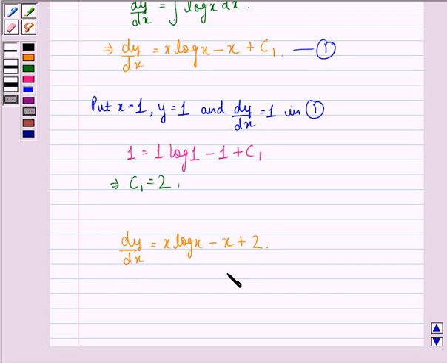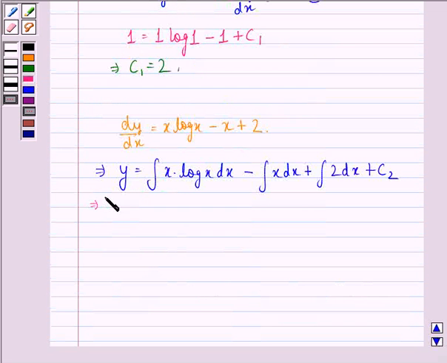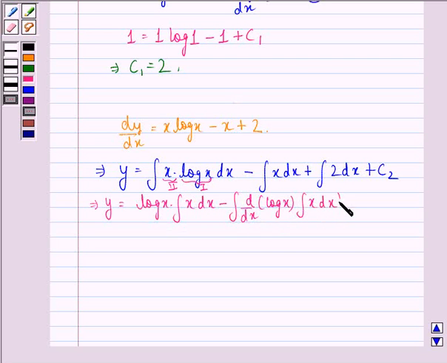Now again integrating both the sides with respect to x, we have y is equal to integral x into log x dx minus integral x dx plus integral 2 dx plus another constant c2. This implies y is equal to, now here we again apply the product rule, wherein this is the first function, this is the second function. So we have first function into integral of x dx minus integral of d by dx of log x into integral x dx, minus, this will be x squared by 2 plus 2x plus the constant c2.